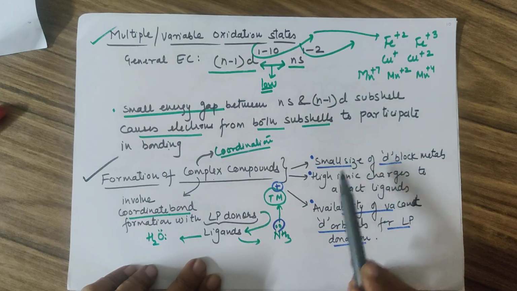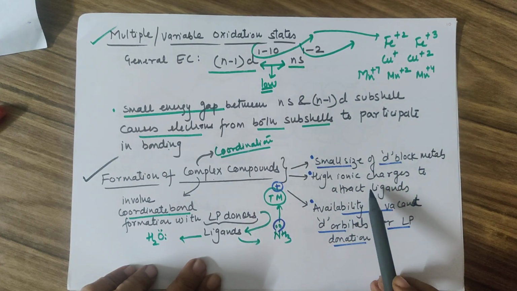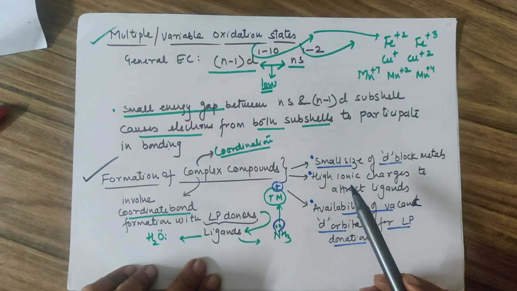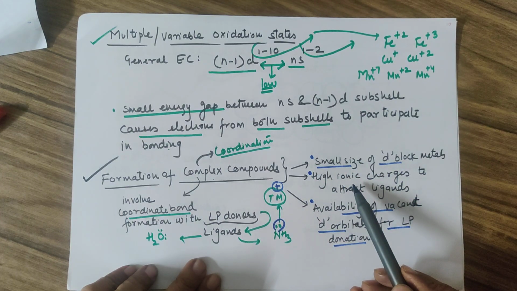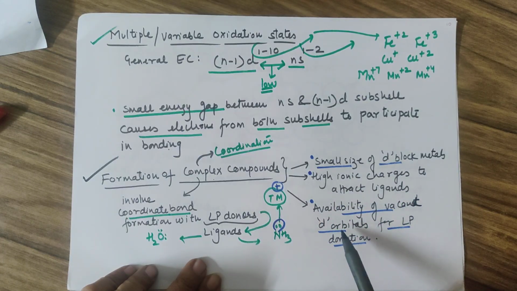size. So they form a strong coordinate bond. A very high ionic charge because they use their ns electrons as well as n-1d electrons in participation. Also, availability of a vacant orbital for the lone pairs to be donated is the cause.